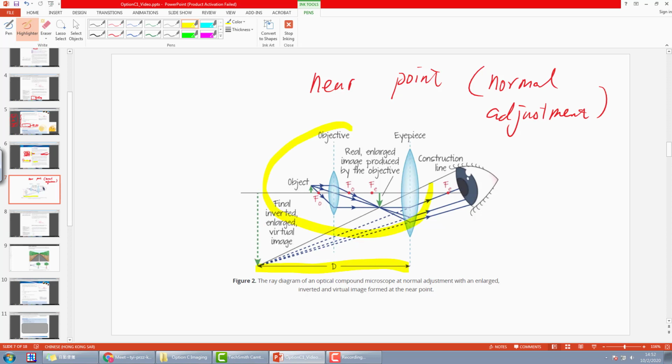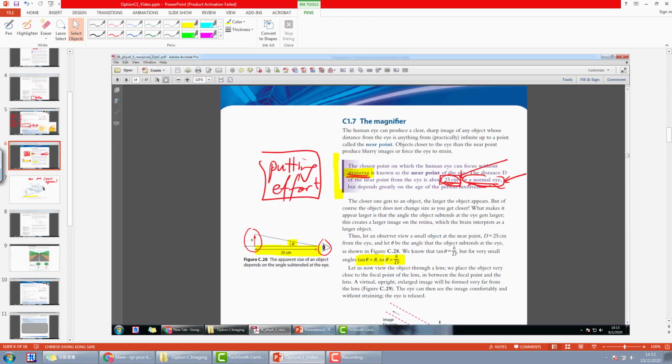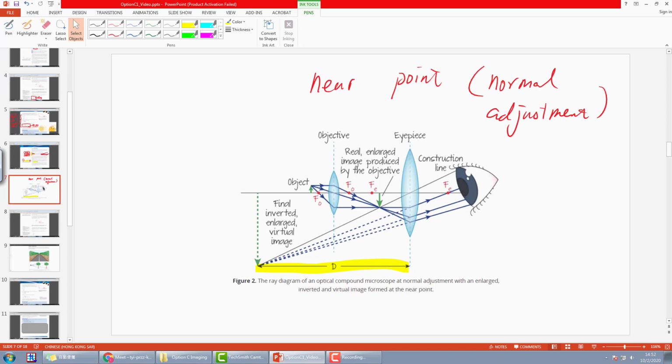Even though you can see in this picture there are lenses in between, sometimes two lenses, sometimes one lens, or even no lens like the one they provide to you, it doesn't really matter. At the end of the day, when we say near point, it's really the final image and your eye being 25 cm apart from each other.